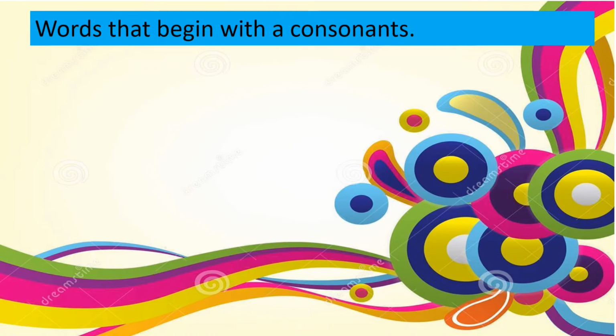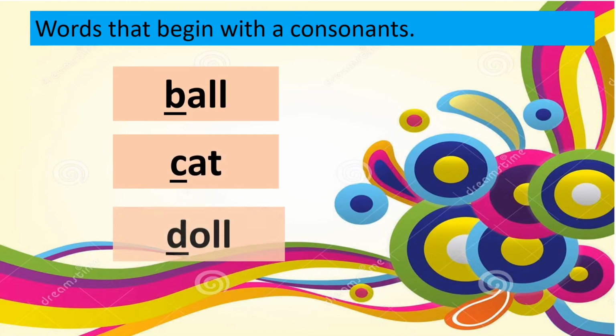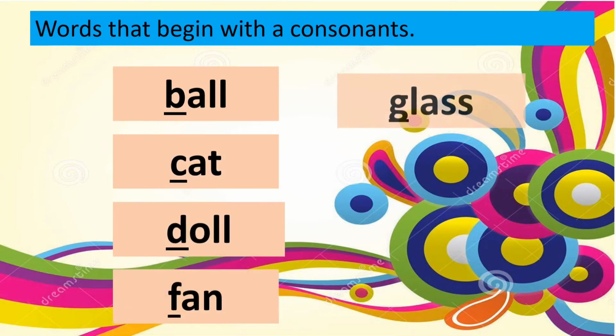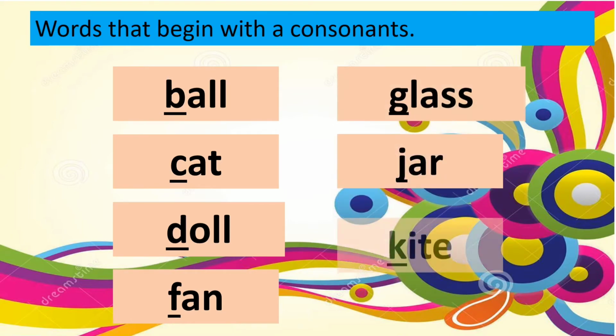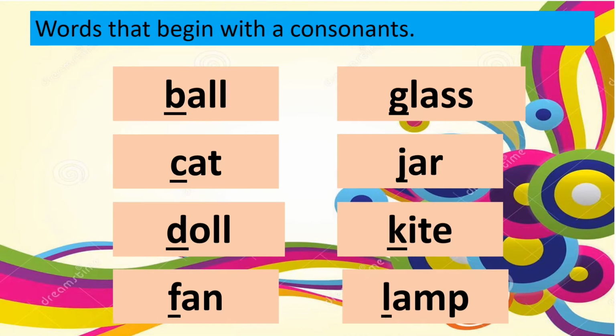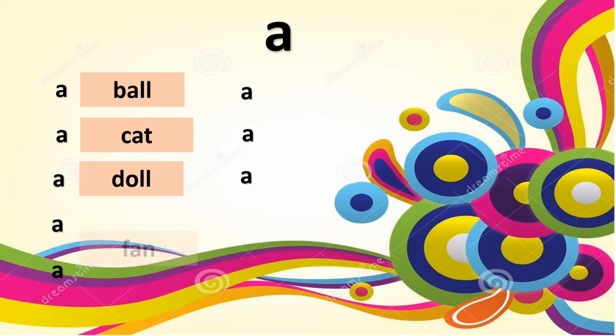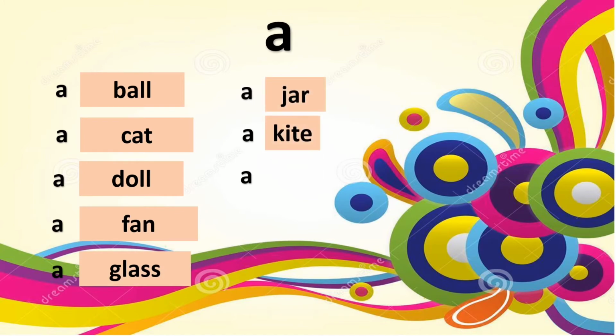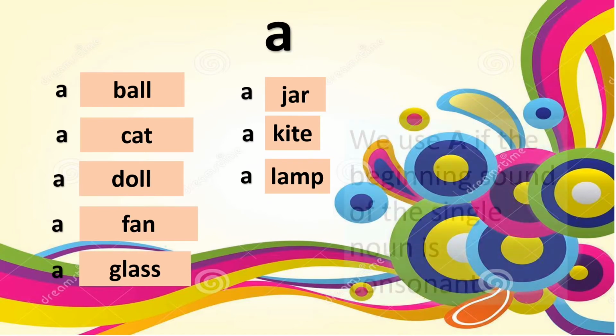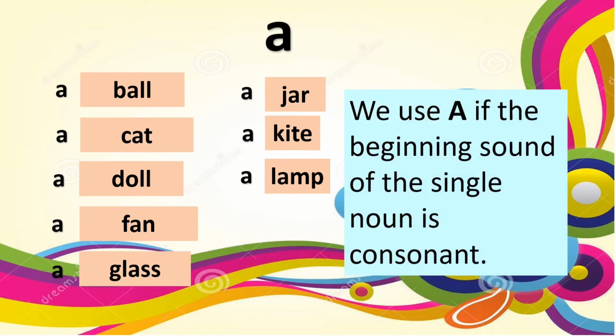These are words that begin with a consonant: ball, cat, doll, fan, glass, jar, kite, lump. If a word begins with a consonant, we use a: a ball, a cat, a doll, a fan, a glass, a jar, a kite, a lump. Remember, we use a if the beginning sound of the single noun is a consonant.